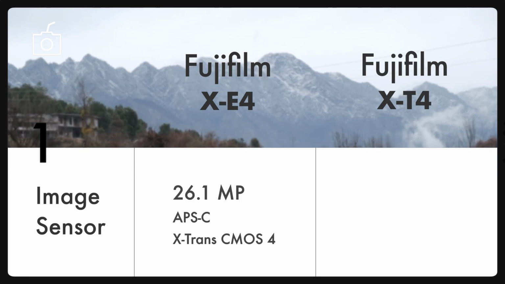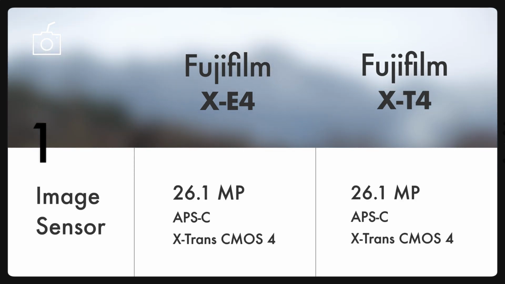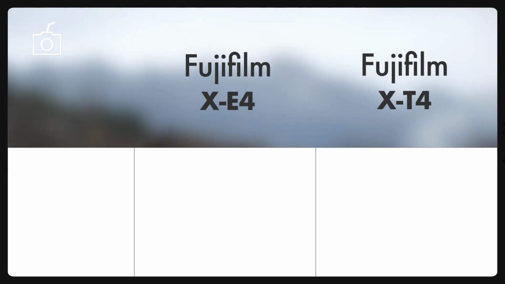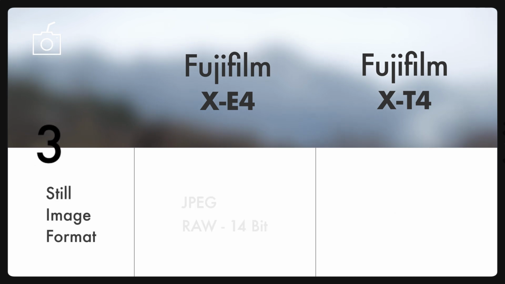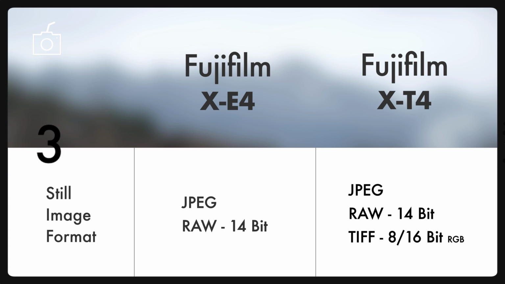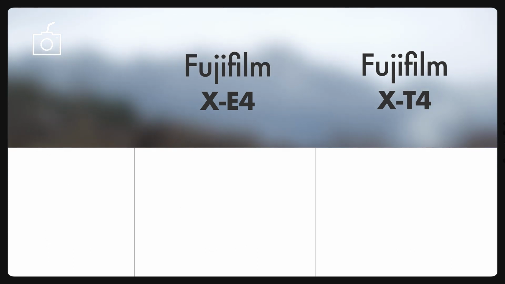Both Fuji cameras have the great 26.1 megapixel APS-C CMOS sensor which produces stunning images. And what makes those images even better are the 18 film simulations by Fujifilm which are present in both the cameras. Speaking of images, Fujifilm X-E4 outputs JPEG as well as 14-bit RAW files, whereas X-T4 outputs JPEG, RAW as well as 16-bit TIFF files.